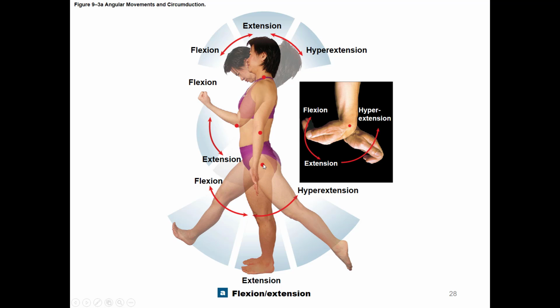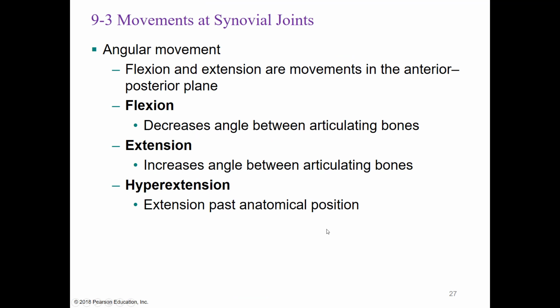But if we're talking about our hip, and this is extension, can we bring our leg back past the anatomical position? Absolutely. That's hyperextension. Same thing with the wrist. This is flexion. Going straight up and down right here would be extension. So if we bend our wrist back past anatomical position, we can do that. That's hyperextension. So again, past anatomical position.